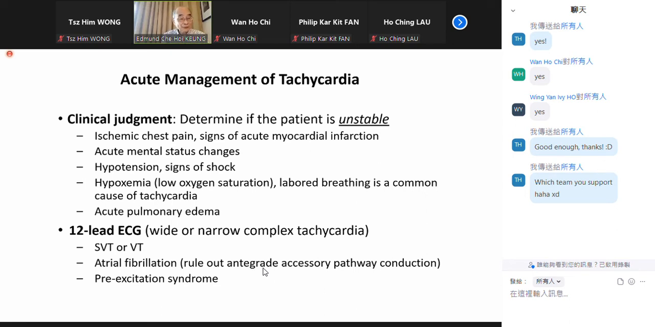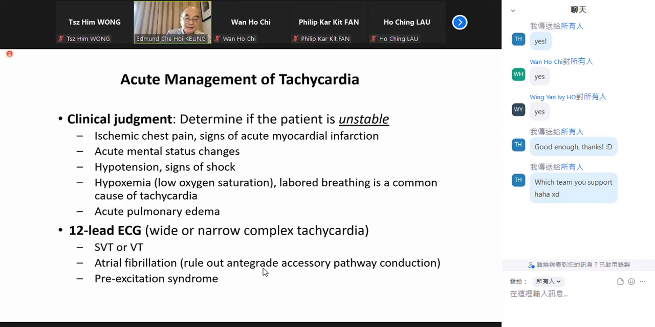But doing a 12-lead ECG is very important. Because by now, with 12-lead ECG, you can have a very, very good idea of what you are dealing with. Whether it's SVT or VT, whether it's atrial fib, whether you're dealing with an accessory pathway. So even though it could be chaos when someone comes in, people start to panic when someone has tachycardia, especially wide complex, do a 12 leads. Otherwise, you're working in the dark.